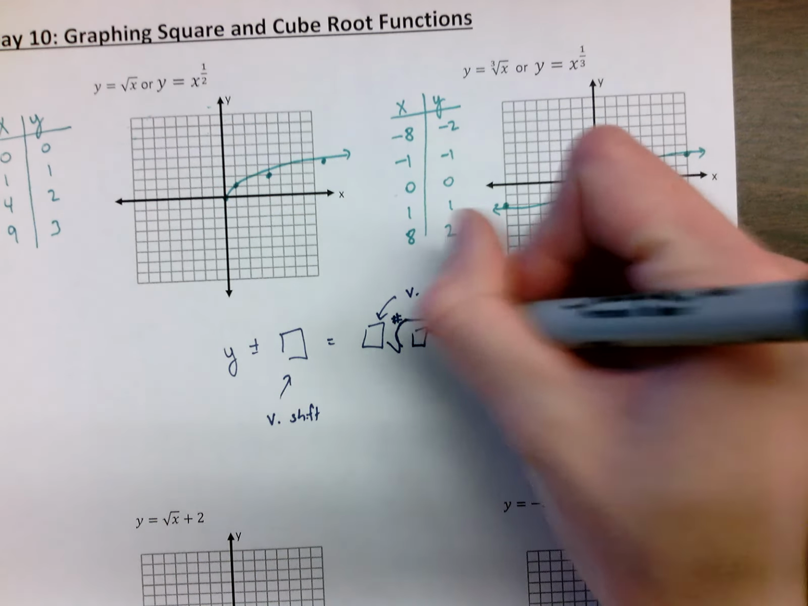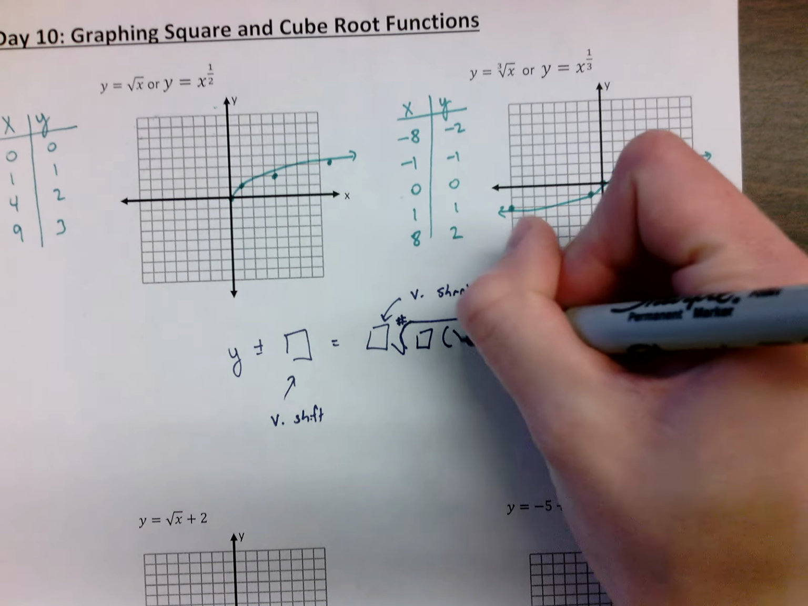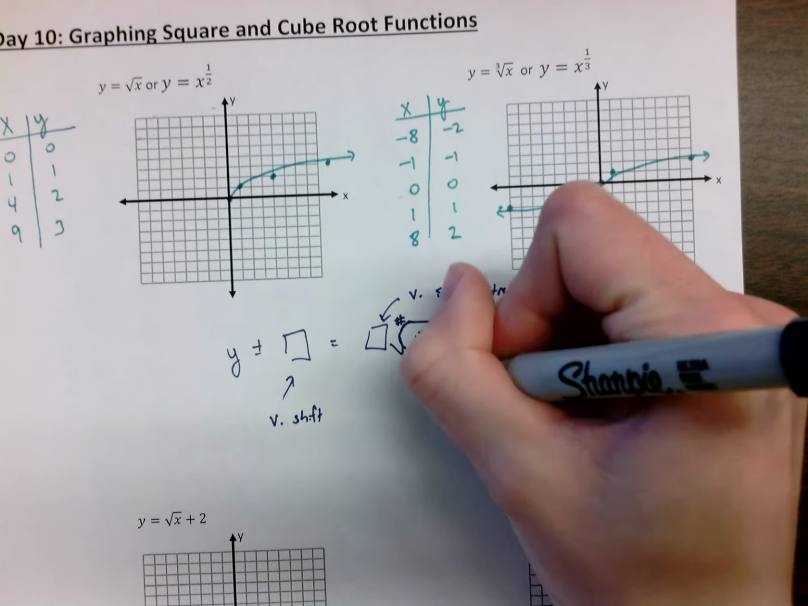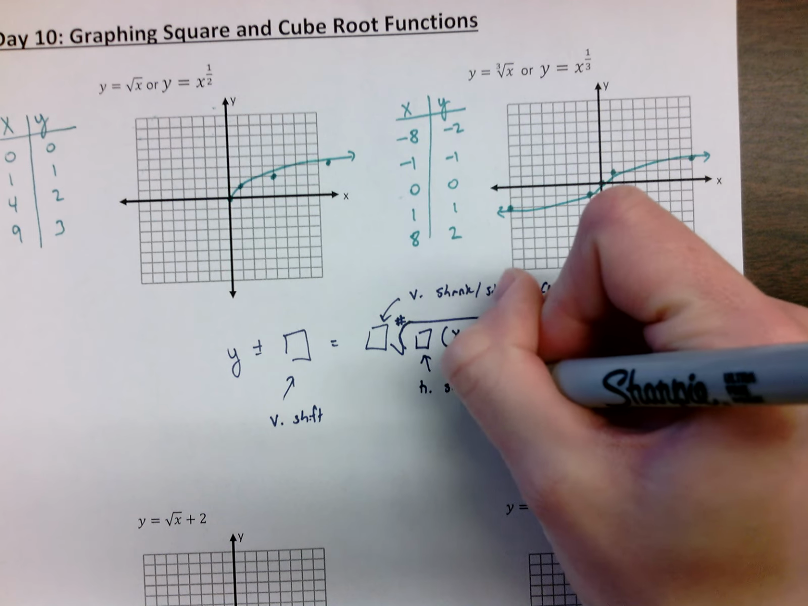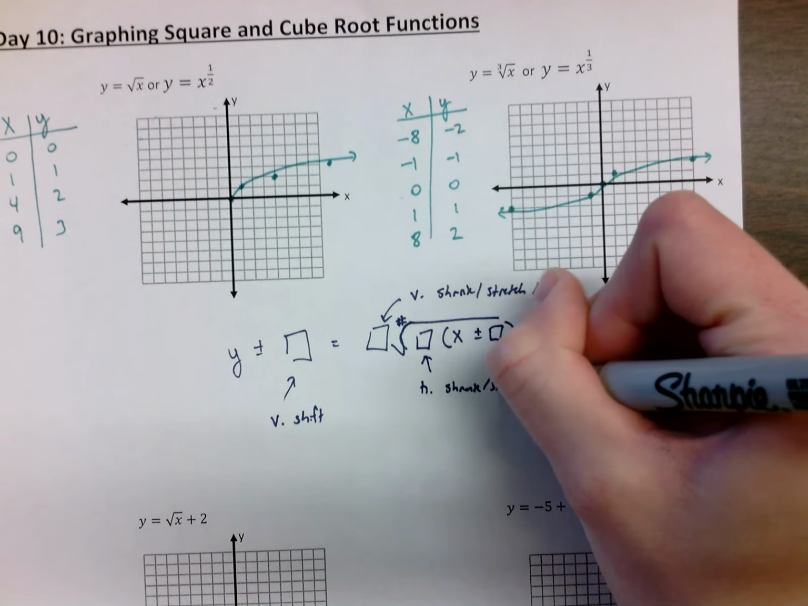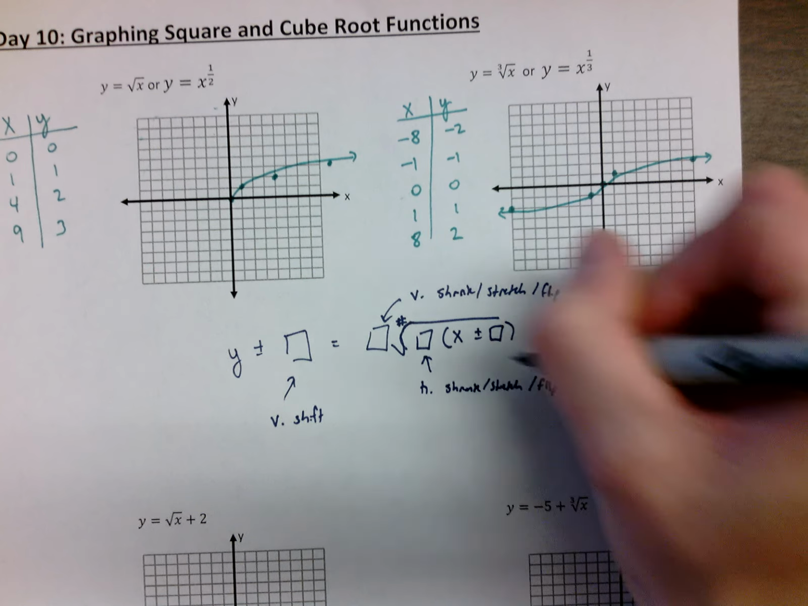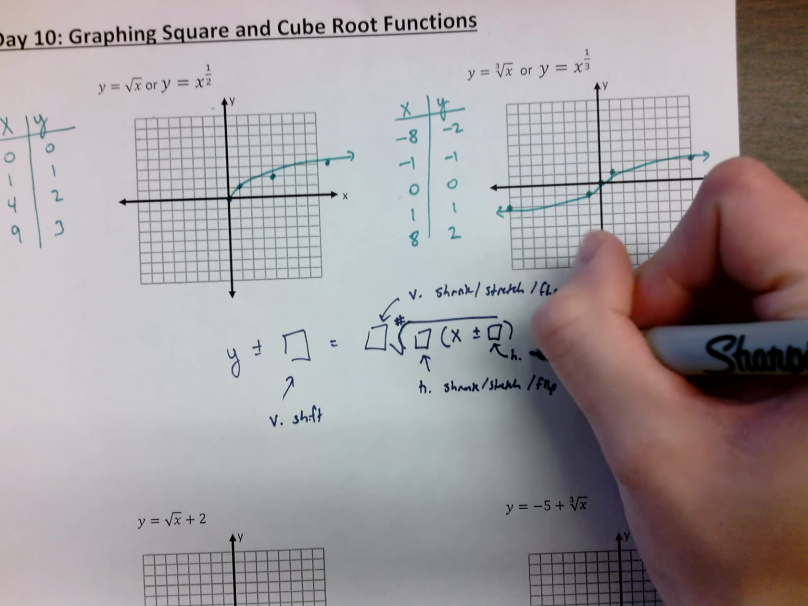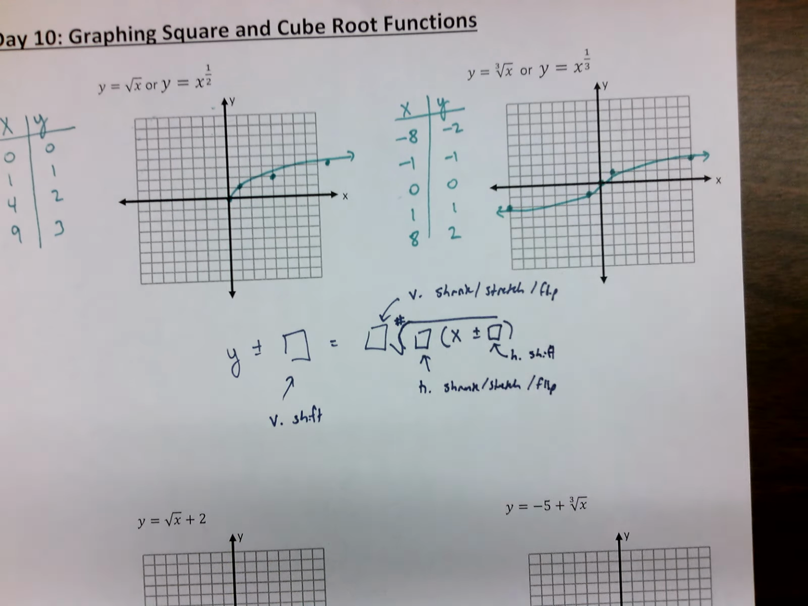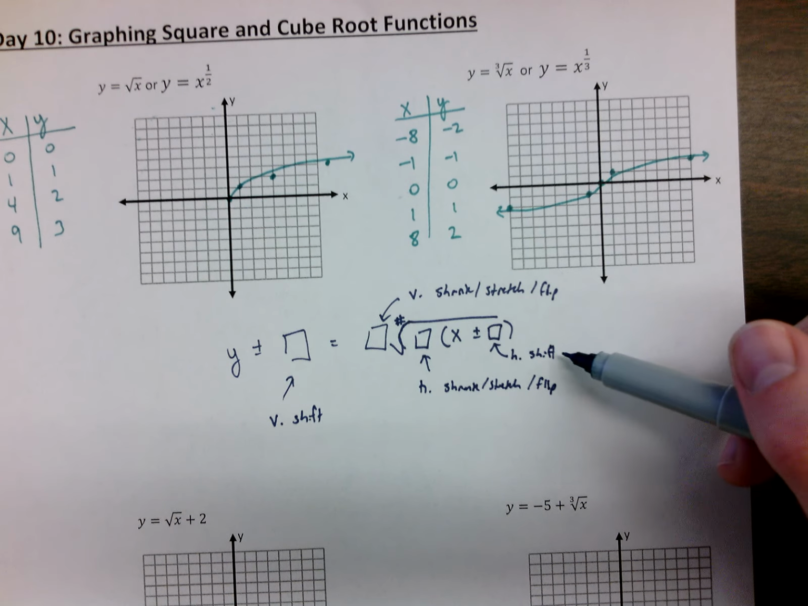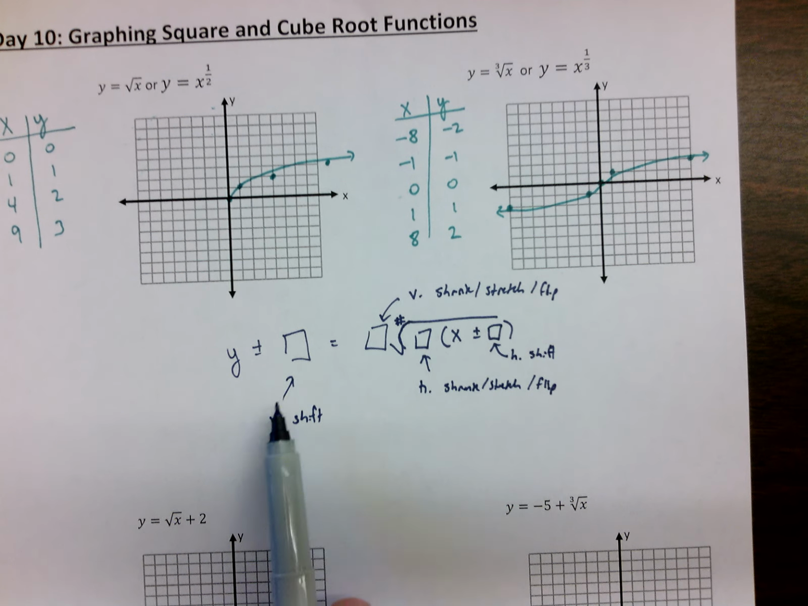If there's a number in here, just as a reminder, how the setup is going to be, this guy right here would be a horizontal shrink, stretch, or flip. And this guy is going to be your horizontal shift. And don't forget that your horizontal stuff is backwards of what it looks like. So if this is a +3, it'll actually take you to the left 3. Technically it's backwards of what it looks like over here.